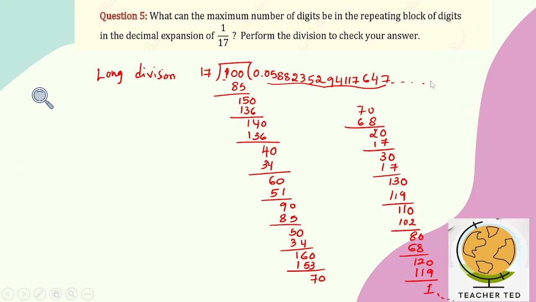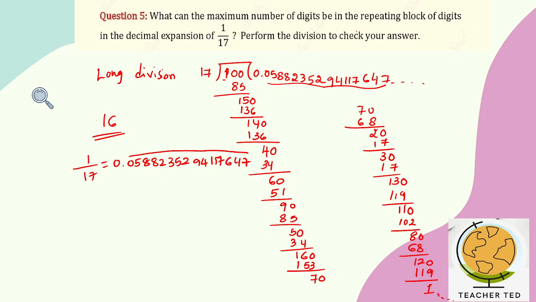So we can say how many digits are there, you just count it. There are 16 digits, hence the number of digits in the repeating block is 16. So you have to write down the answer. 1 by 17 is equal to 0.0588235294117647 whole bar, because the whole thing is repeating again and again. So the number of digits in the repeating block is 16.